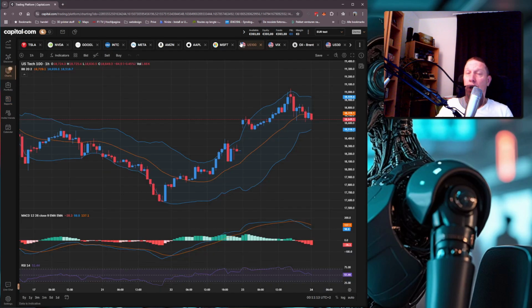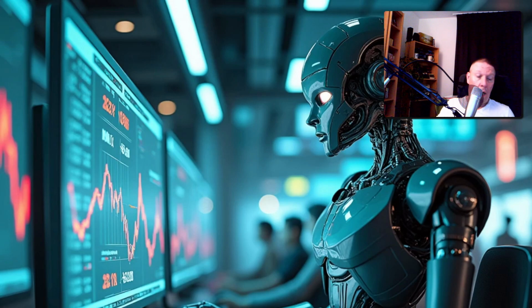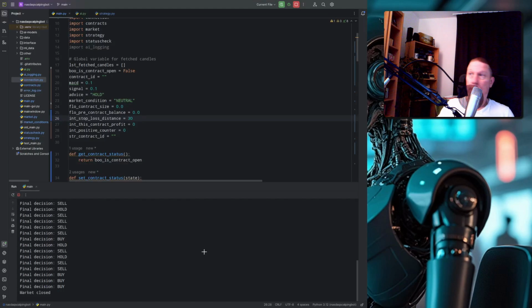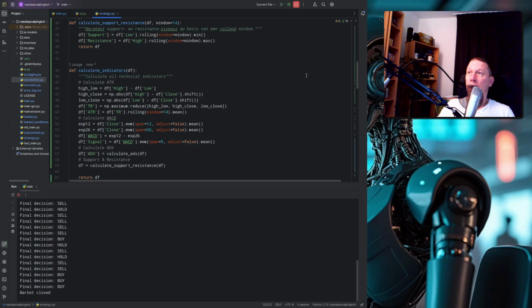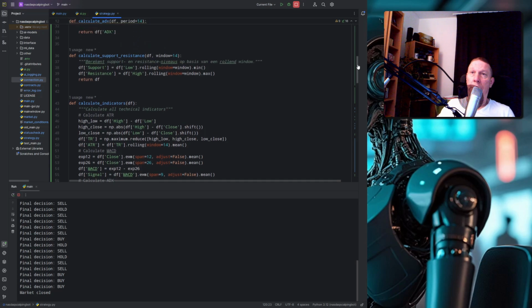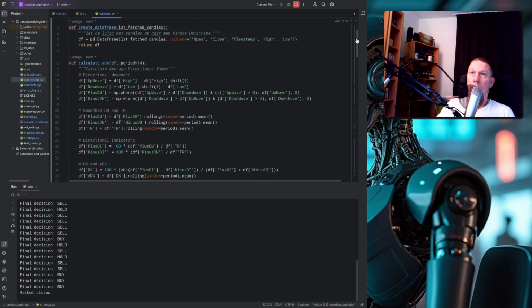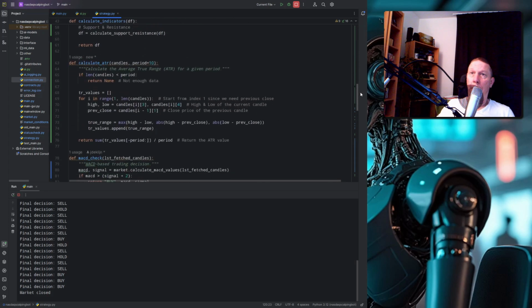What did I change in the code? And does it have an effect on the market? I don't know. I can show you what I changed in the code. Last time we talked about the stop loss distance being changed to 30, but in the strategy, I changed one new thing, and that is this strategy.